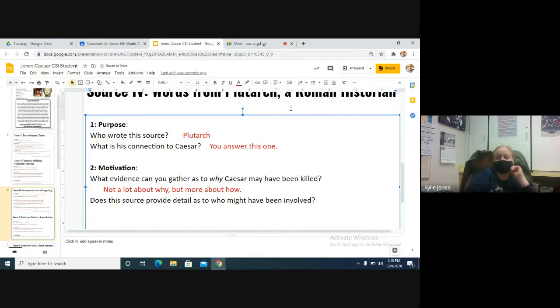Okay, and our next one here. Does the source provide detail as to who might have been involved? Is there a who in this? No, it just talks about a guy. So is there a who? It's like they all plan to do. Okay, but they listed quite a few names there. So I want you to list at least 3 people involved.